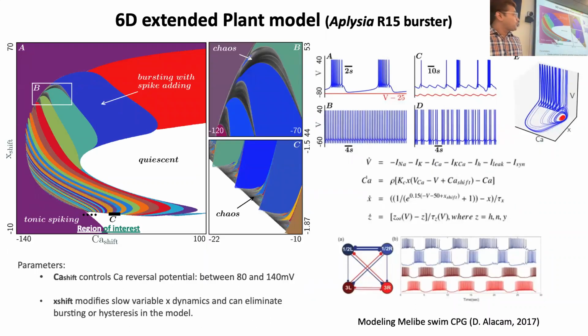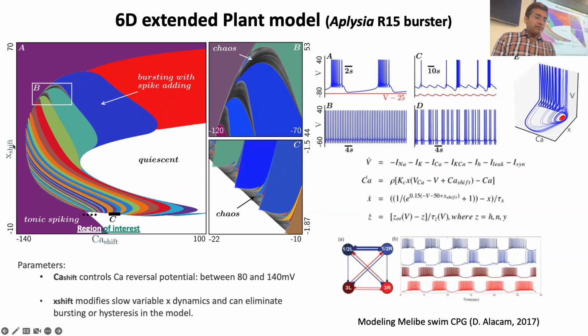Now, I'm going to show how we can extend the same approach to a small network. First, I'll talk about the single neuron model. This is a 6-dimensional Plant model. It was originally built for the sea slug Aplysia, and it's an intrinsic burster. Then Denise, who was a previous graduate student from the lab, extended this model to study the swim CPG in the sea slug Melibe.